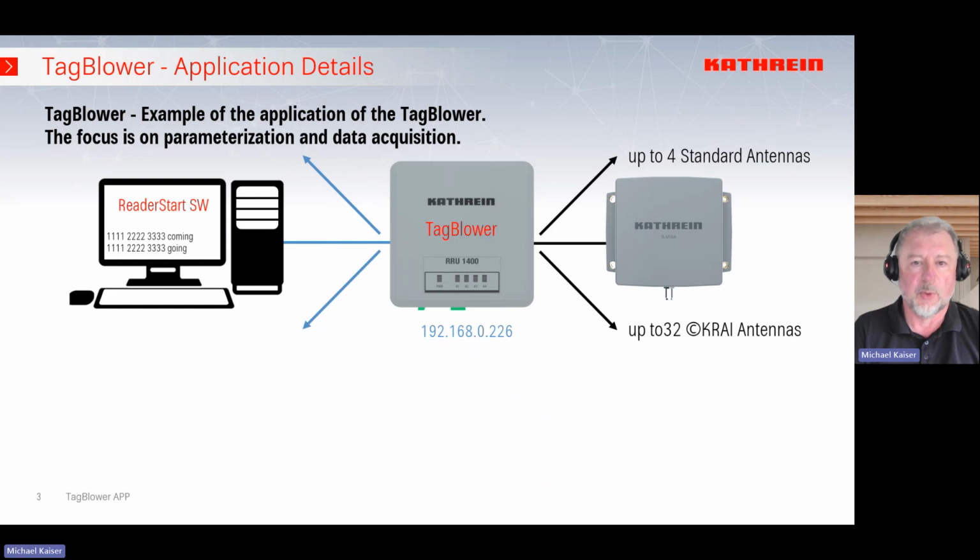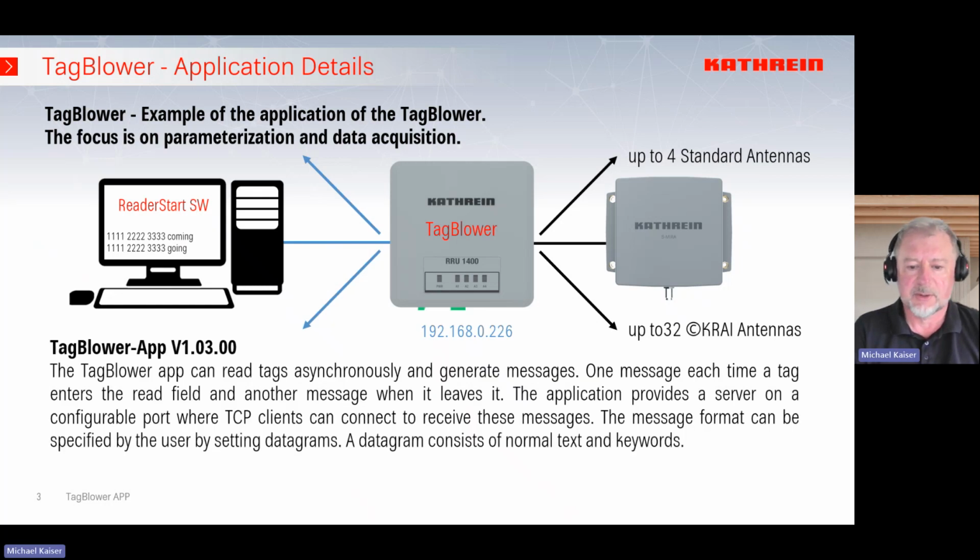You can connect up to 4 standard antennas and up to 32 cry antennas. The cry antennas are special antennas from Kathrein, which we can cascade, for example, in a shelf application. Have a look at the smart shelf cry antennas if you're interested. On the other side, we can connect unlimited numbers of clients directly to the TagBlower server to subscribe to the information, the data from this TagBlower app.